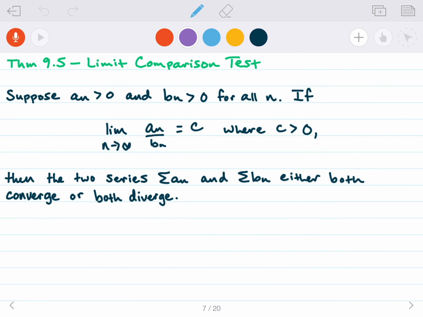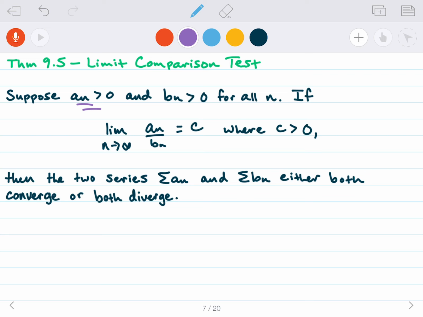Okay, the next test we're going to talk about is called the limit comparison test. And I'm not going to do any kind of proof or talk really in depth about why this thing works, but you should really think about it. You should reflect on why this test is even valid.